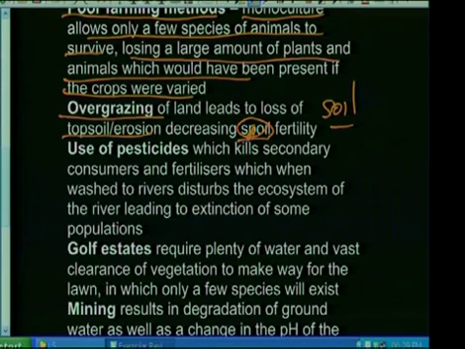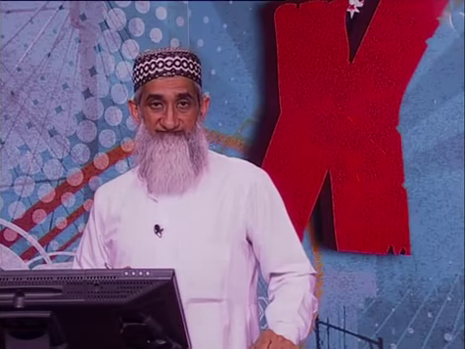Soil fertility. Then we use of pesticides. We spoke about it earlier. Now we include it into our essay, which kills secondary consumers. So they're going to kill secondary consumers. This will lead to a lower biodiversity.